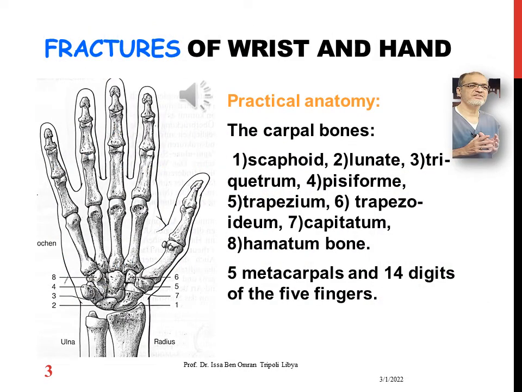First we remember the practical anatomy of the hand. The carpal bones are 8 bones. First one scaphoid, second lunate, the third one triquetrum, and pisiform, trapezium, and trapezoid, capitatum, and hamatum bone. We have also 5 metacarpal bones and 14 digits of the 5 fingers.